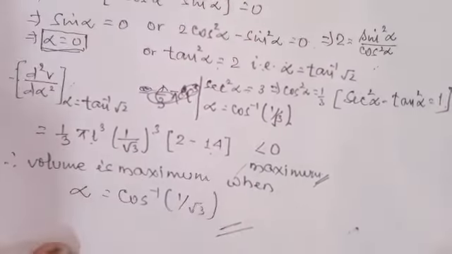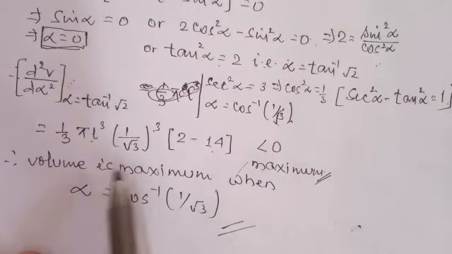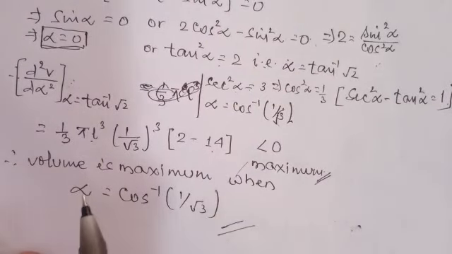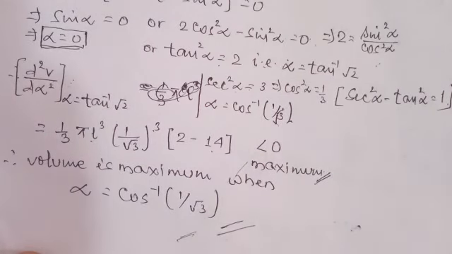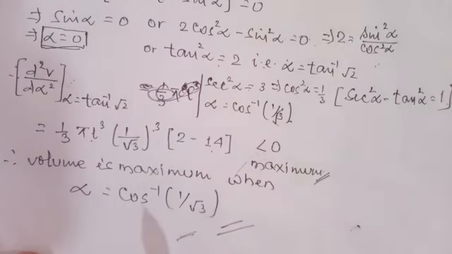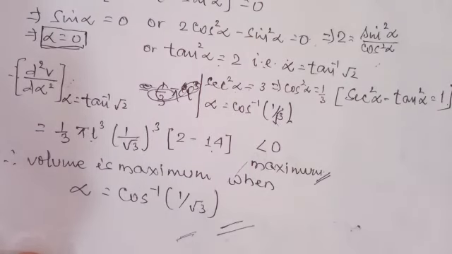Thus we write volume is maximum when alpha is equal to cos inverse 1 by root 3, which is required to prove. So children, in this way we will get the result. Now I think this problem is very well understood by you. So we proceed to the next problem.